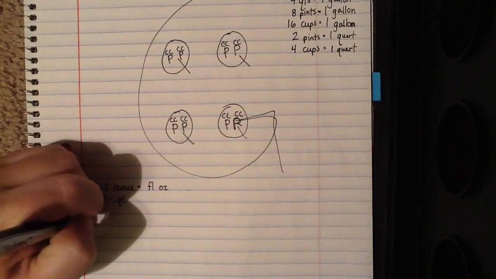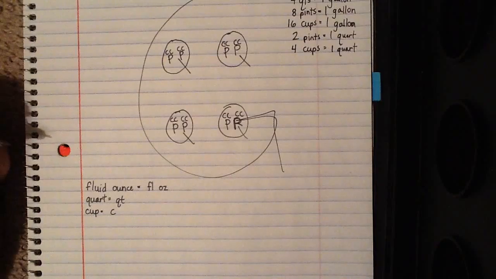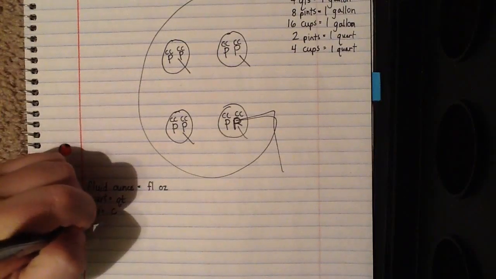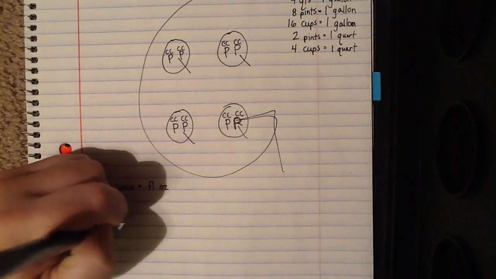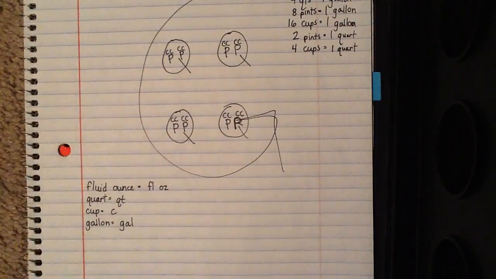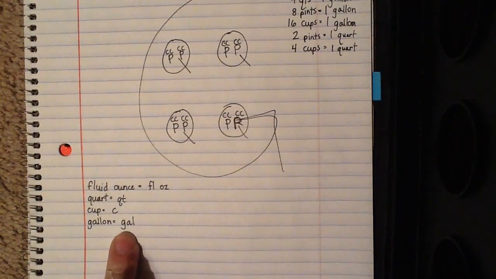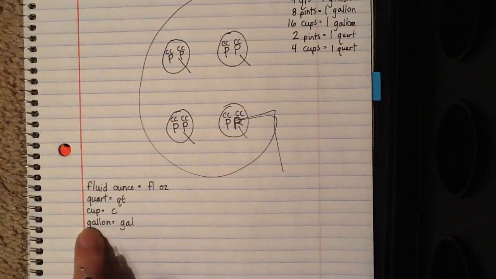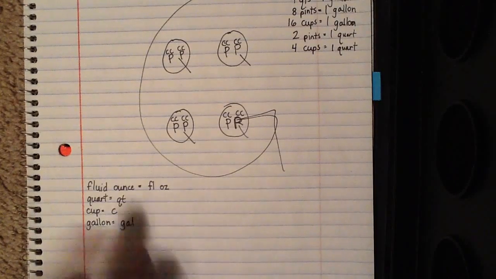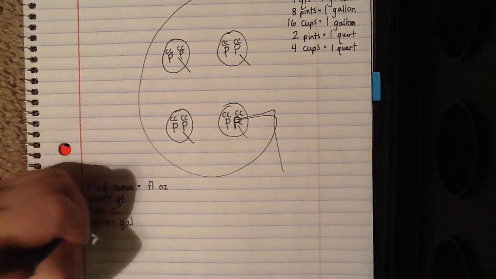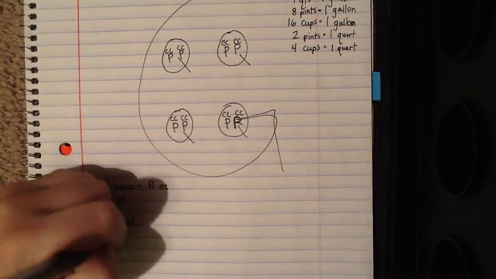Cup is C. Gallon is GAL. Why can't I just use a G there? Well, if you remember from our metric system, G stood for grams. So be careful when you're converting and you make sure that you use GAL for gallons and not just the letter G. For pint is PT.